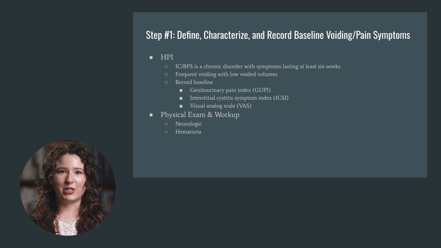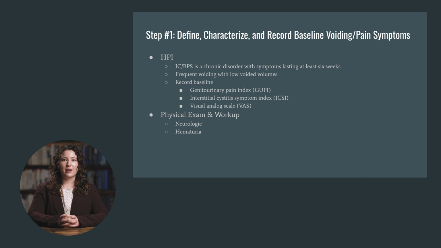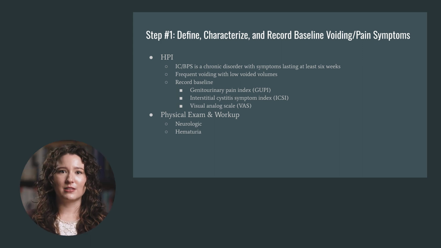In order to establish diagnosis and provide a baseline to measure treatment effectiveness, researchers have used the Genitourinary Pain Index, Interstitial Cystitis Symptom Index, or Visual Analog Scale. It's important to be mindful of menstrual symptoms in women and its effect and correlation with pelvic pain, as well as dyspareunia, dysuria, and dysorgasmia in men.